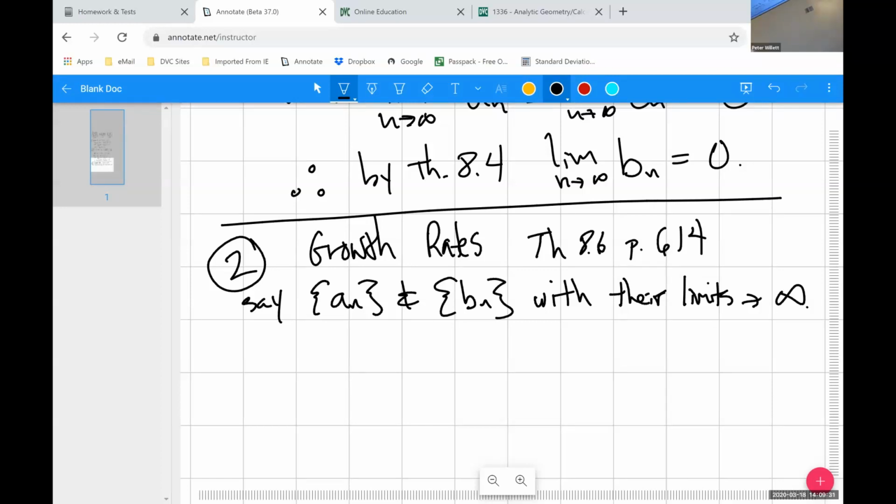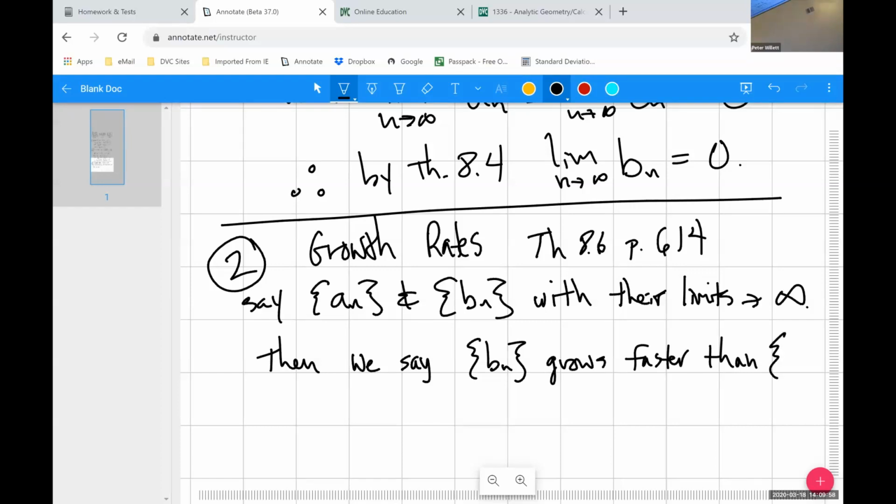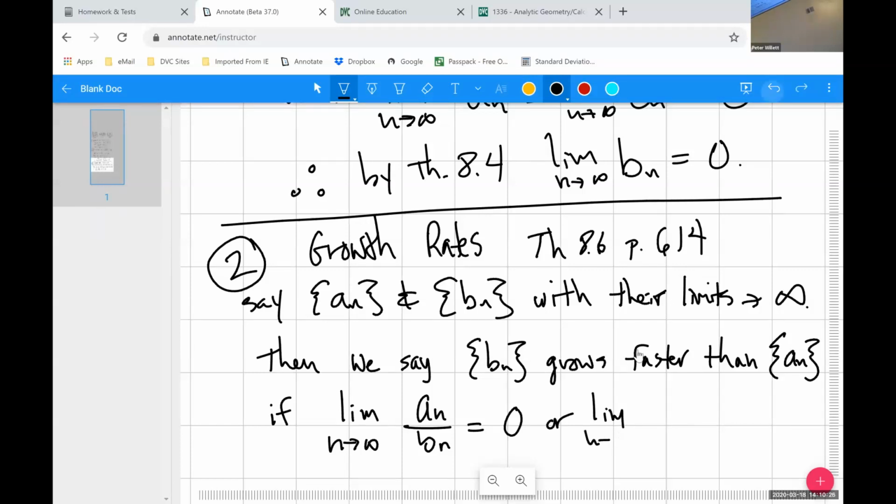This was defined back with functions and now will be with sequences. We say that the b sub n sequence grows faster than the a sub n sequence if the limit as n tends to infinity of a sub n over b sub n is 0, or the limit as n goes to infinity of b sub n over a sub n is infinite.